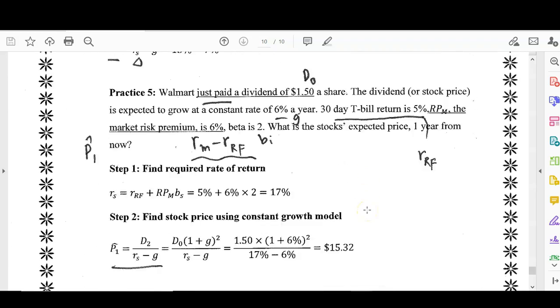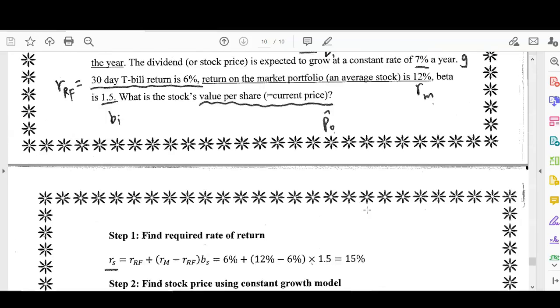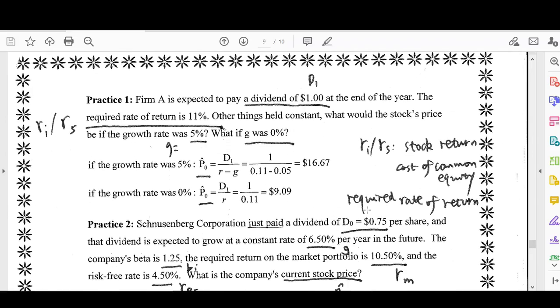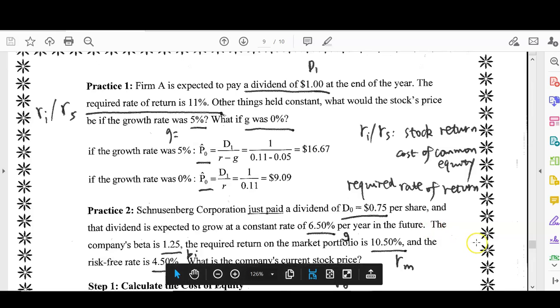Try working on these practices on your own without looking at the solutions. If you're comfortable with these, you would be very familiar with the constant growth model.